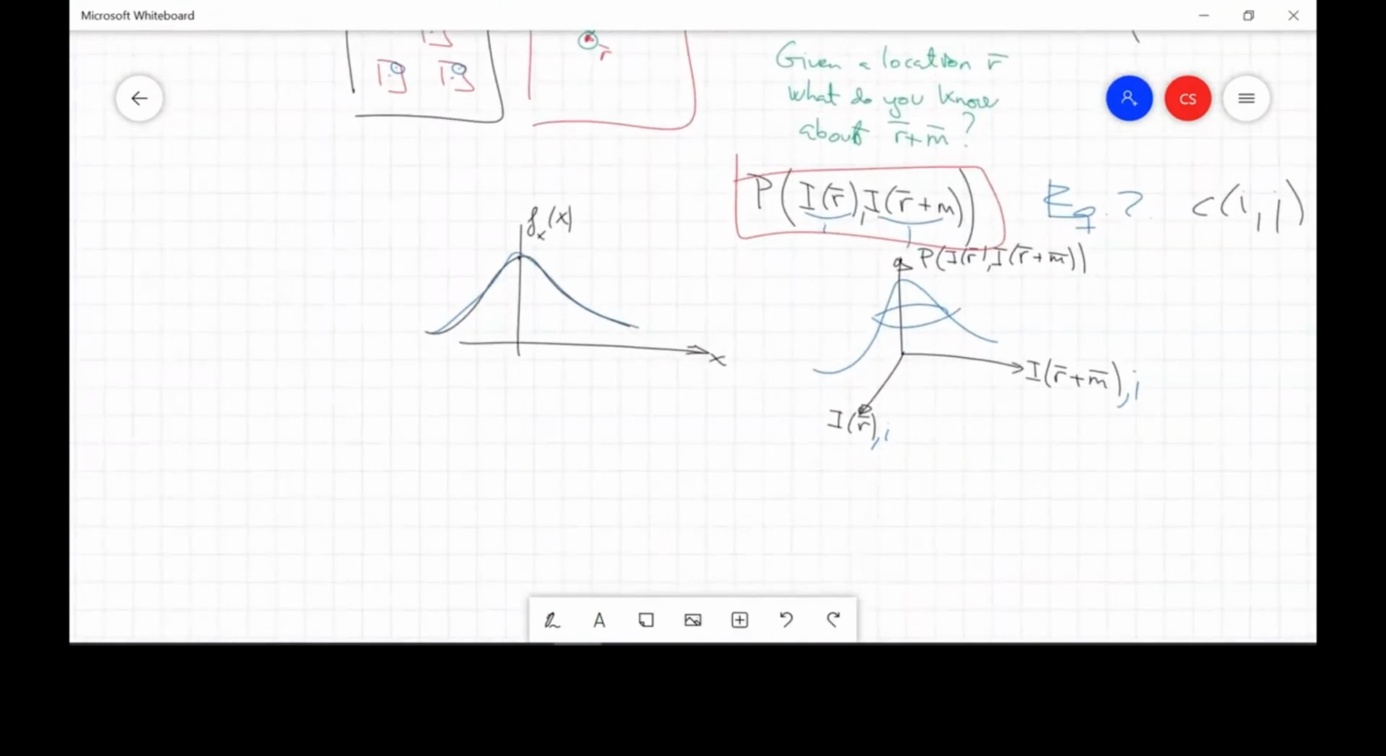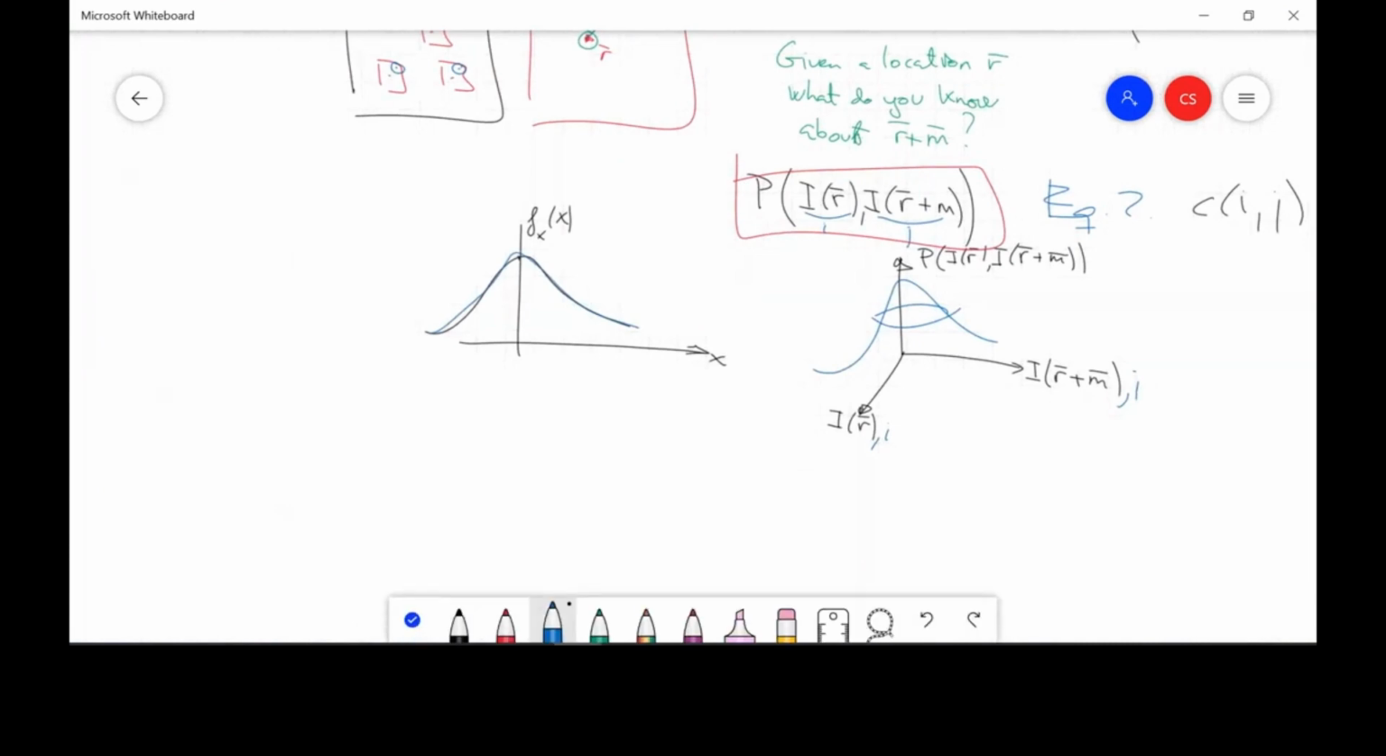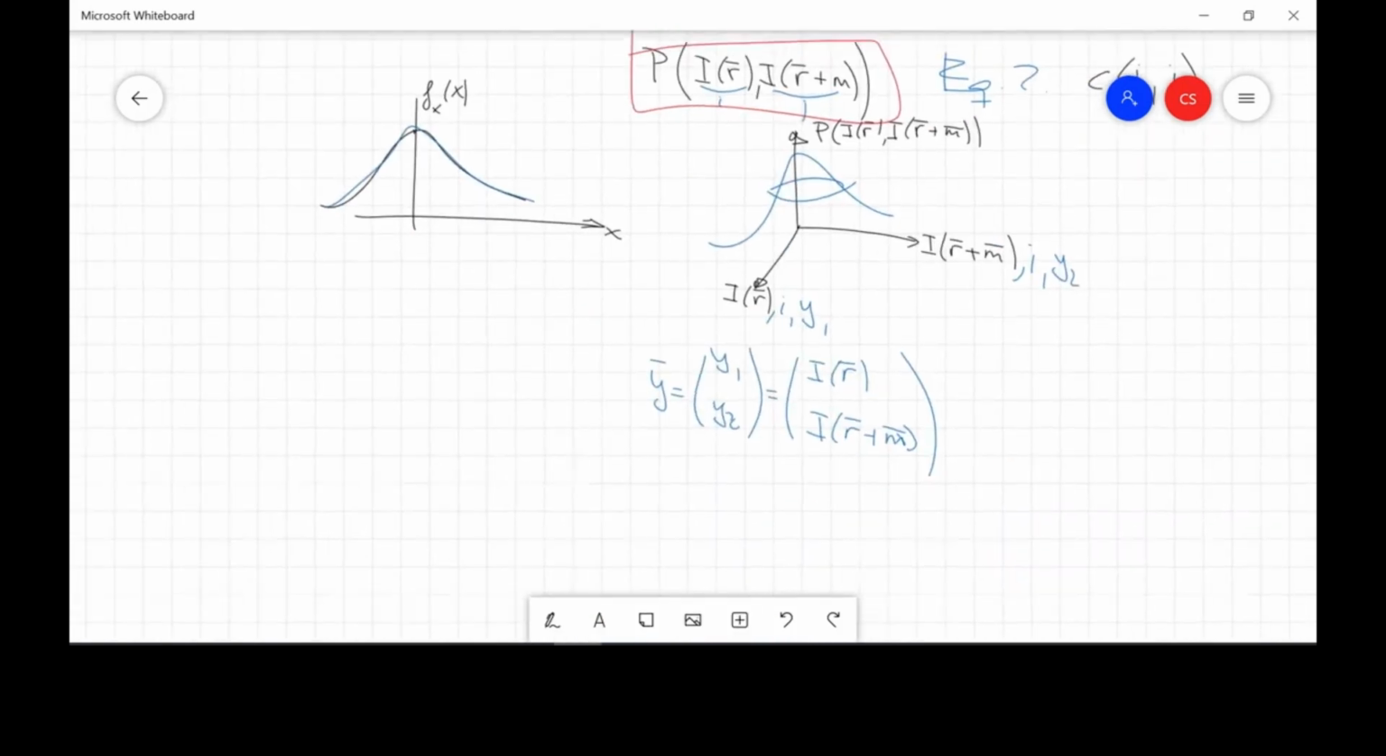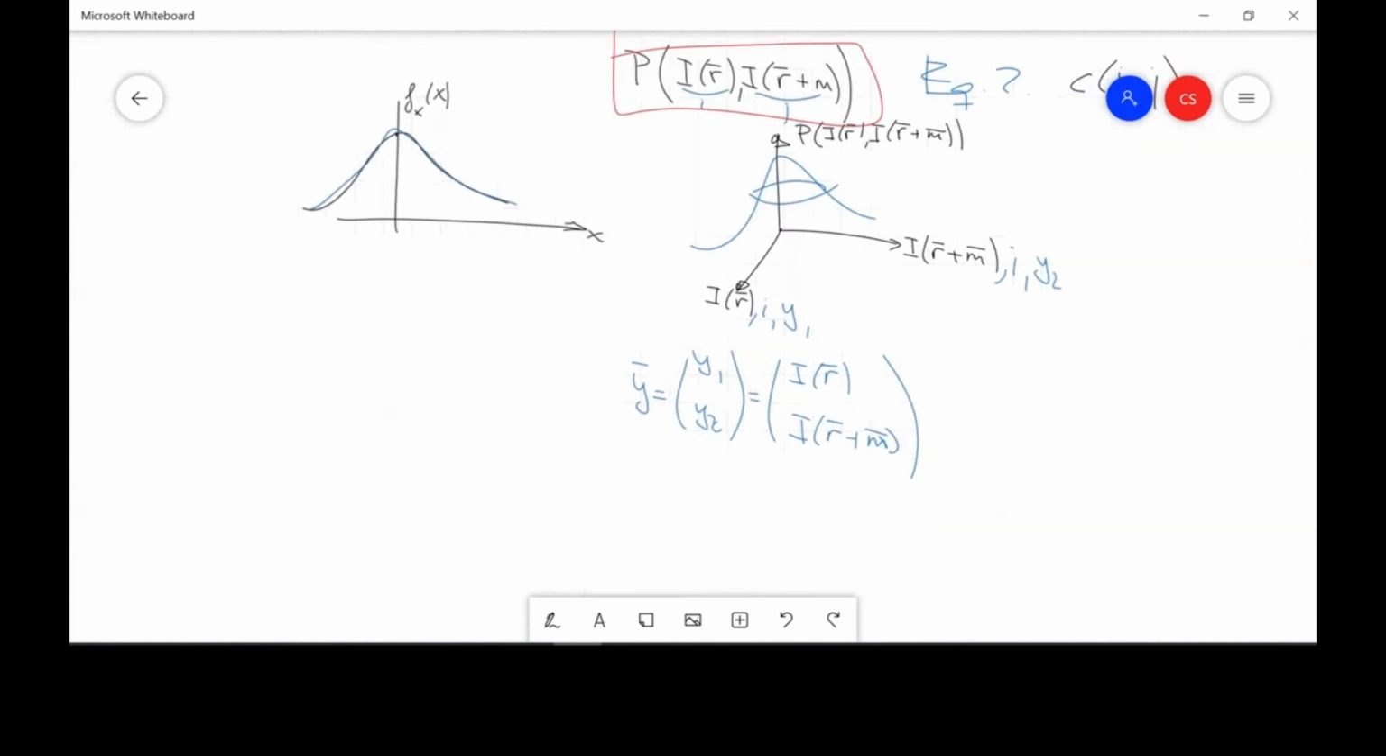Let us call this one... In the paper, he calls it I1, Y1, and Y2. So you have a vector Y that is Y1, Y2. That is a vector formed by a given pixel and the pixel at the line. Okay, so this is a two-dimensional vector.